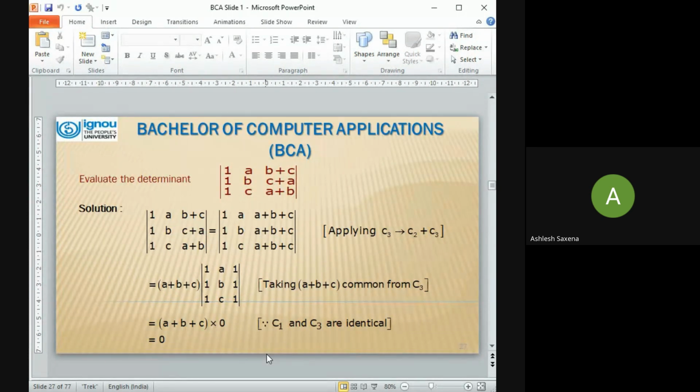But see the problem very carefully. After seeing it carefully, what I found is that if I add column number 2 with column number 3, it will become A plus B plus C. The second one will also, after changing the position, give A plus B plus C, and similarly in the third we will get A plus B plus C. We can take A plus B plus C common. We will be left with 1. Column number 1 and column number 3 will become identical. As soon as they become identical, the answer will be reduced to 0.